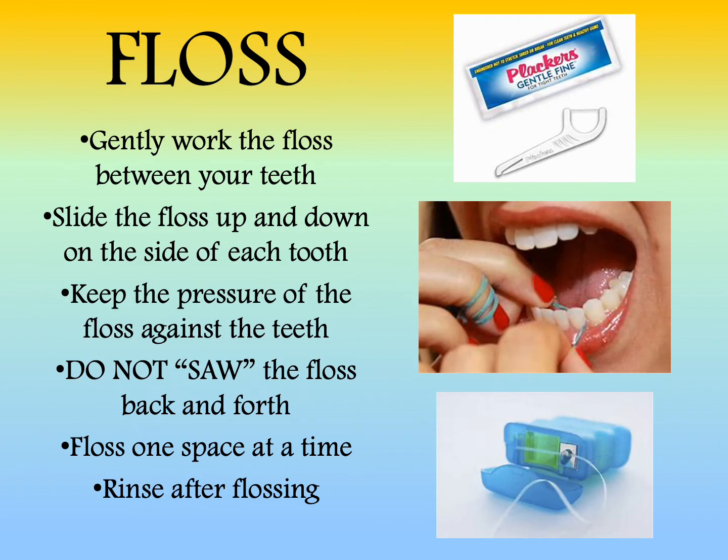Floss removes the germs that are stuck in between the teeth that the toothbrush doesn't reach. Gently work the floss between your teeth. Carefully slide the floss up and down against the sides of both teeth in that space. Do not saw the floss back and forth. This will cut the gums. Floss one space at a time. Rinse after flossing to remove any germs that you have loosened.